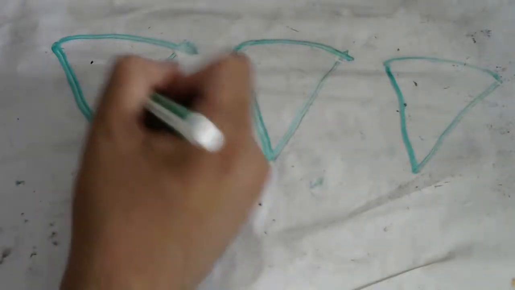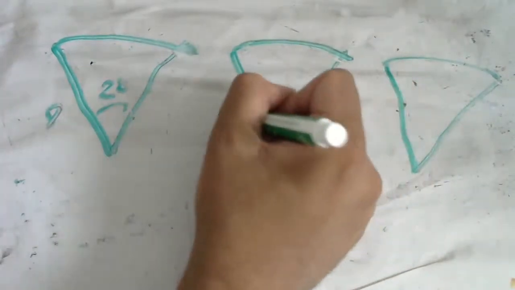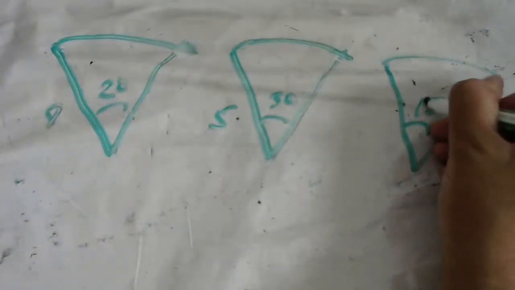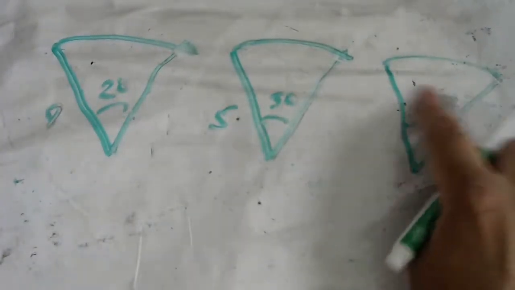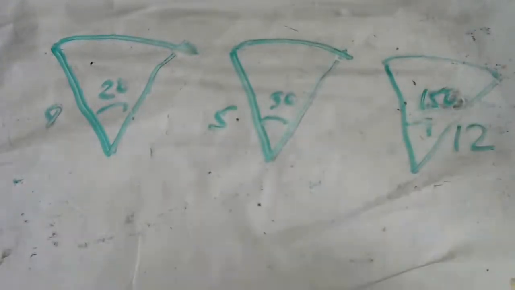Here are 3 sectors I want you to do. This is 20 and that's 8. That's 30 and that's 5. And that's just for a change of pace, 150. I know it doesn't look like 150, but go with it. It's not 180, that'd be a straight line. 150, it's not drawn to scale, and that's 12, okay? So again, the 3 things I want from you: arc length, area, perimeter.